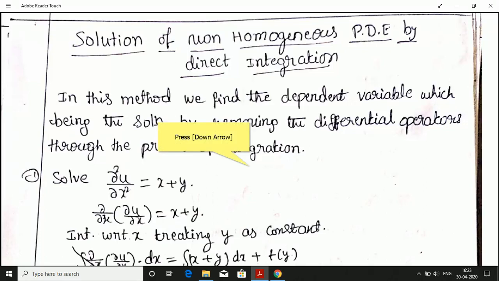Okay. Solution of non-homogeneous partial differential equation by direct integration. In this method, we find the dependent variable which will be the solution of the given partial differential equation through the process of integration, that is, just by removing the differential operators present in the partial differential equation by integration. Very simple method.